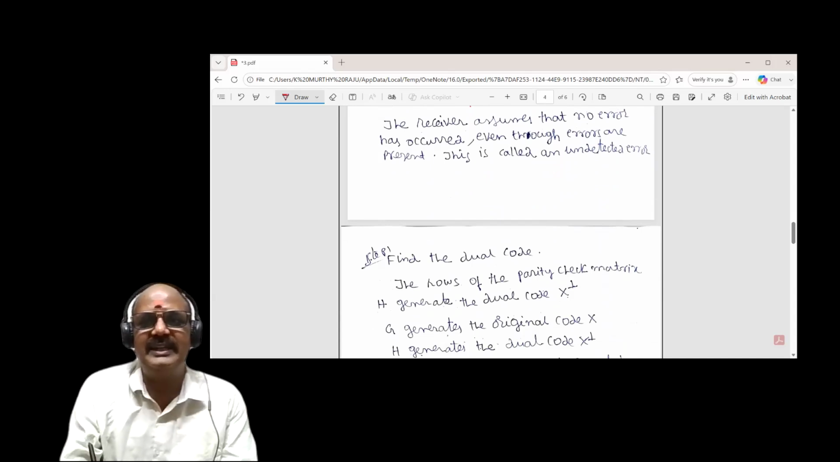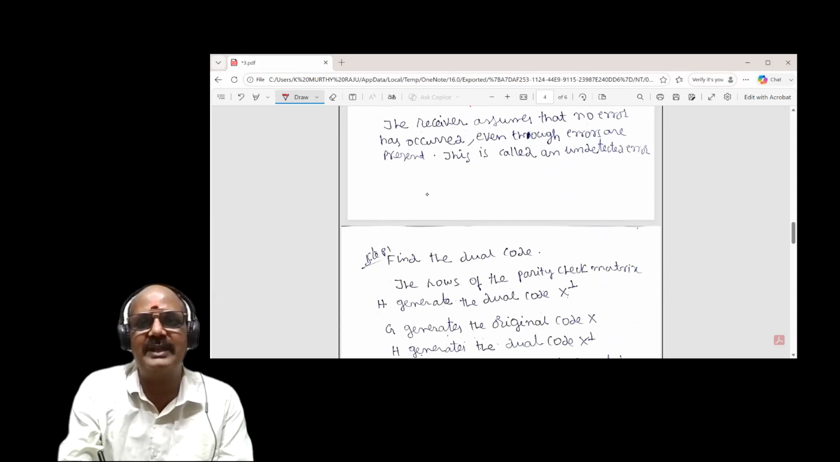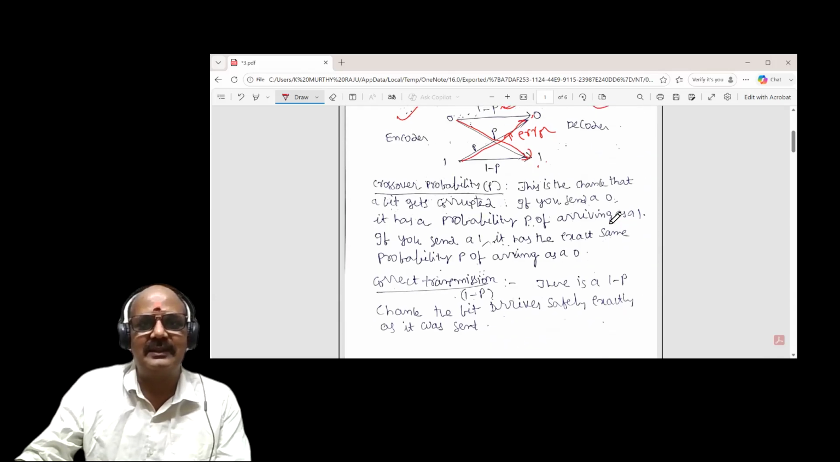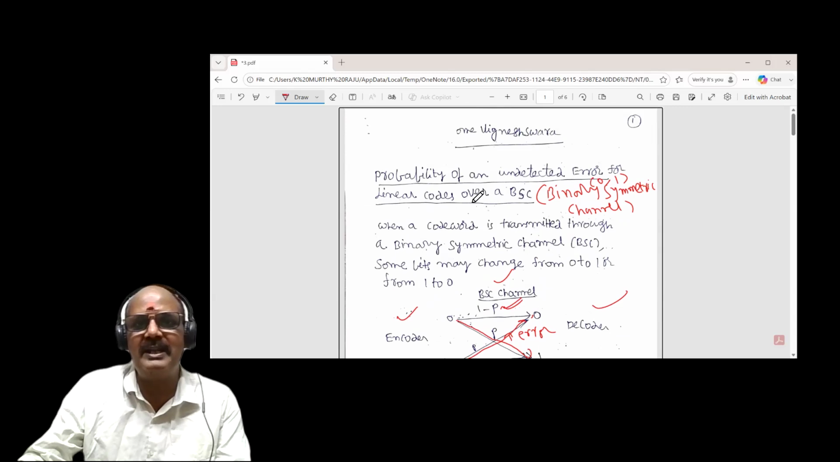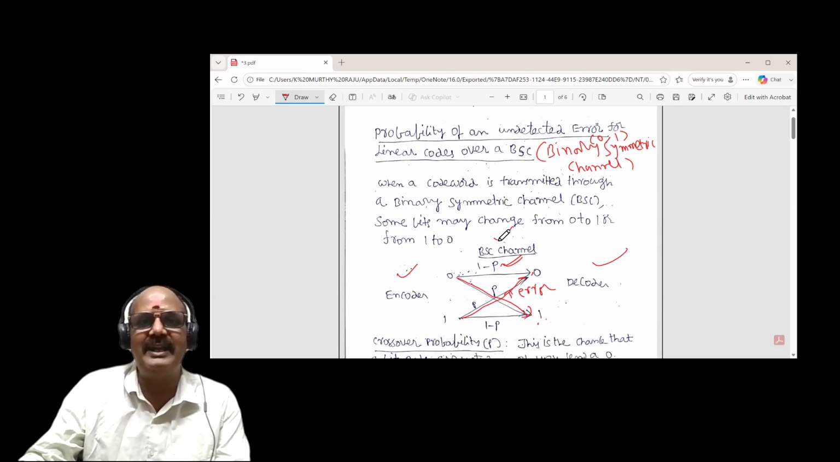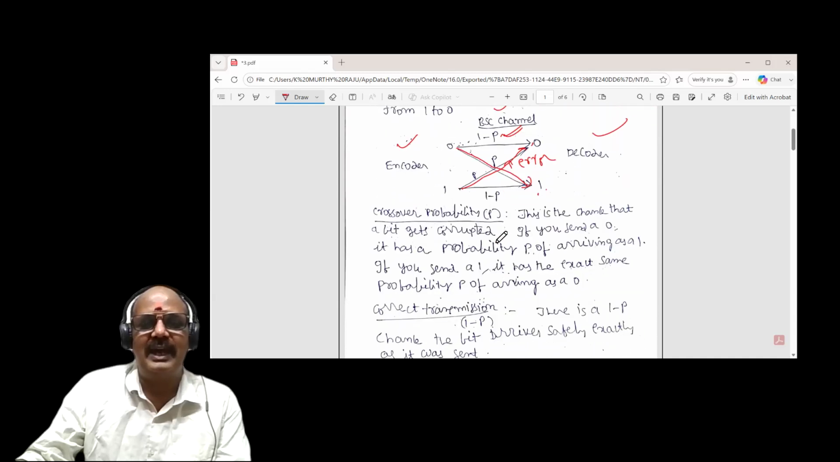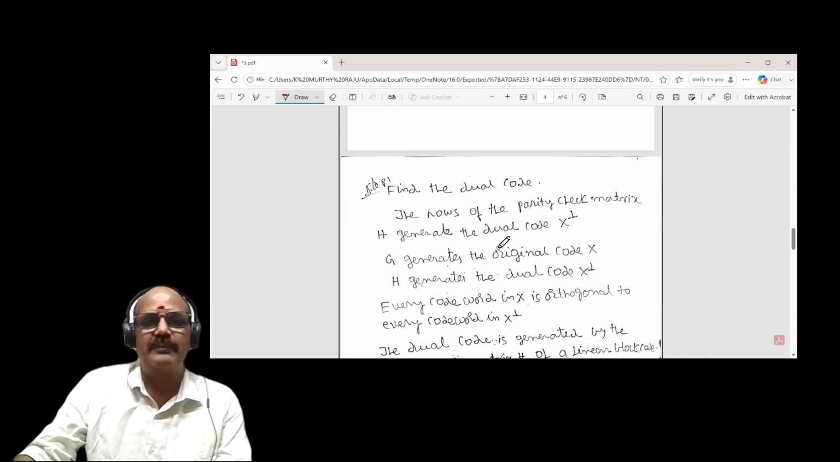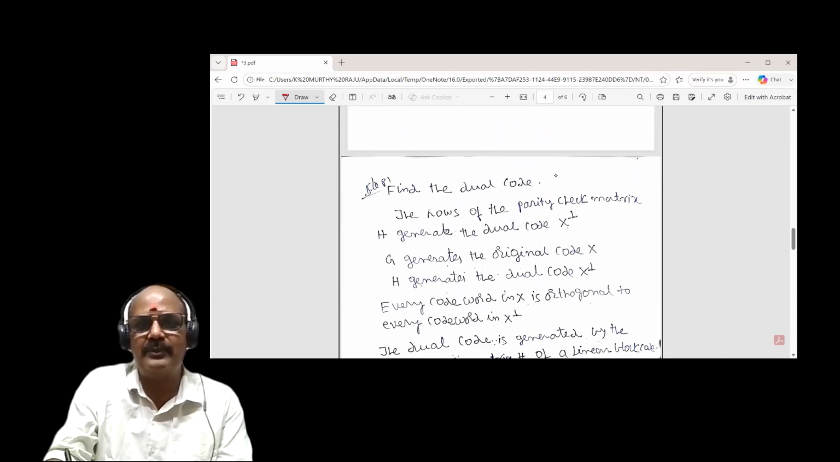Procedure to detect the probability of that undetected error. The title of that discussion is probability of an undetected error for linear codes over a binary symmetric channel. Procedure means, suppose with the help of the generator matrix, code word X is generated.